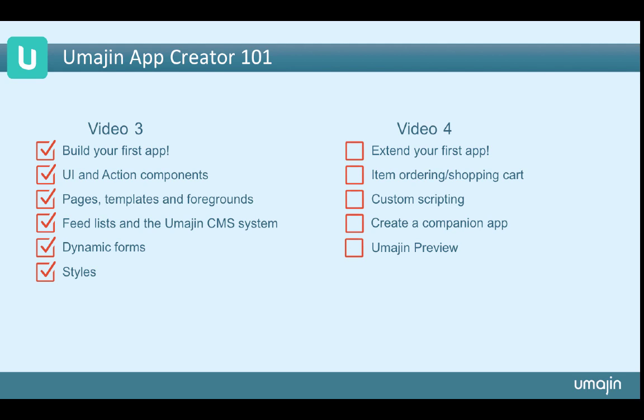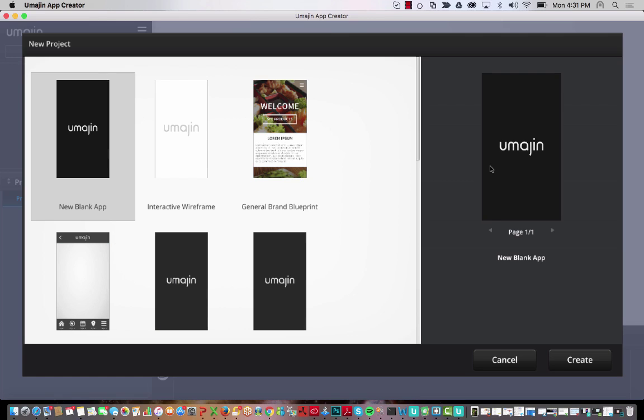We're going to go through custom scripting. We're going to go through creating a companion app, which is where you have two apps that sort of interact with each other. And then also using Umajin Preview, which is the ability to actually run your app on your phone so you can play with it, see how it's going to look. And this would be something you do prior to uploading it to an app store. So you can actually use it on your device before you have to actually go ahead and submit it. So that'll be in the fourth video once we finish video 3. So that being said, let's jump right into it and go ahead and create our first app.